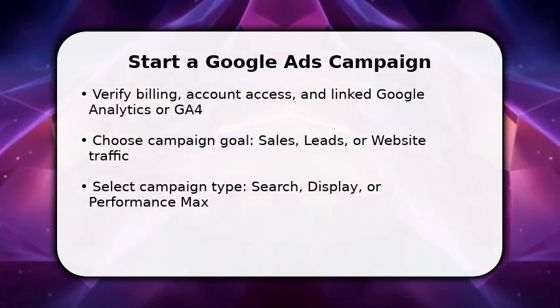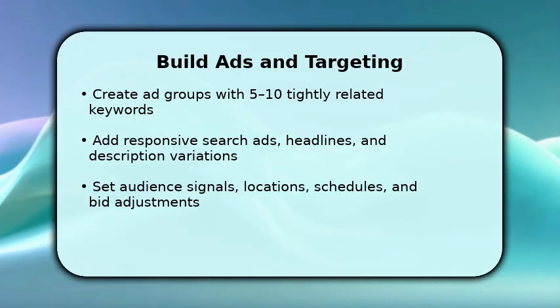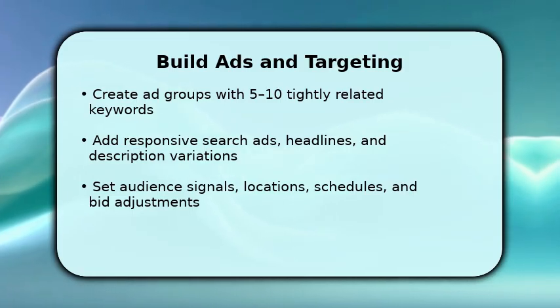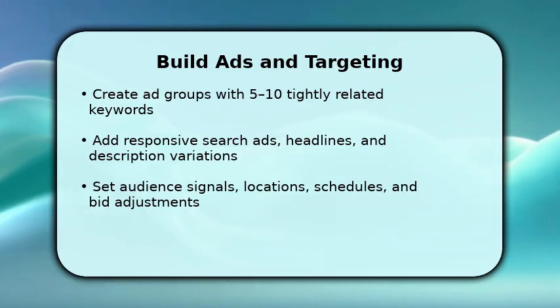Now you build the middle. Organize ad groups around tightly themed keywords so quality score improves, and add 5 to 10 keywords per group. Create responsive search ads with multiple headlines and descriptions to let Google test combinations. Include your main benefit and a call to action.